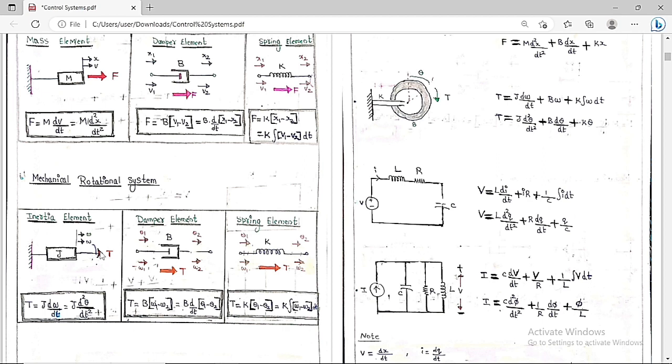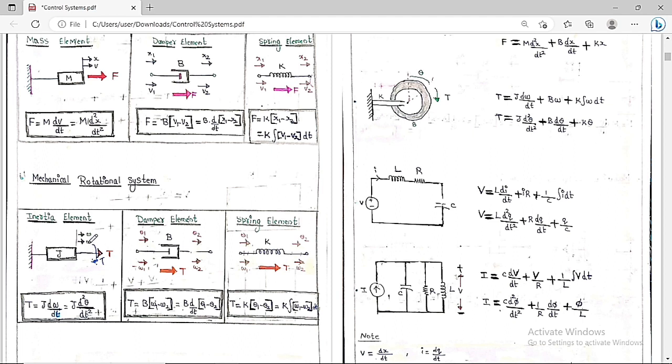Basically the torque is in this direction, but let me assume it in this manner, and here it is the same. So if I apply a torque in this direction, omega is also in this direction and theta is also in this direction. Whether I represent it in this manner or in this manner, it is the same. Just for ease, I have written it in this manner.